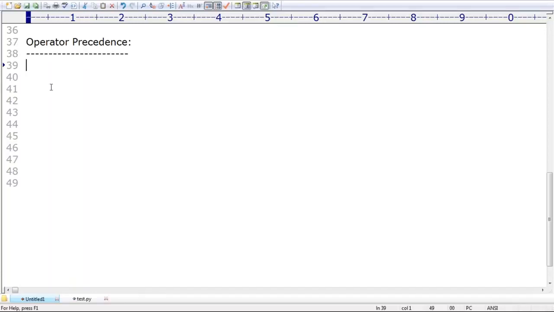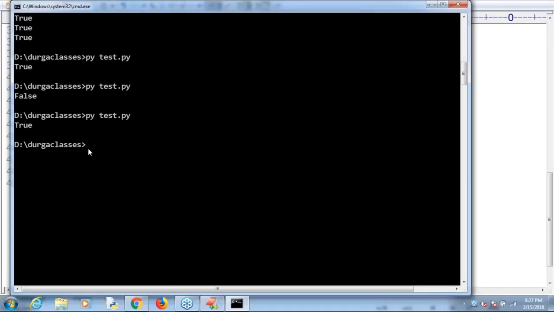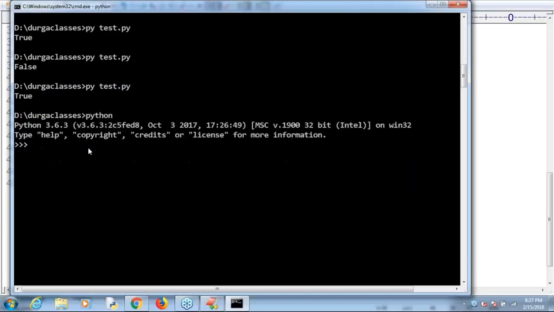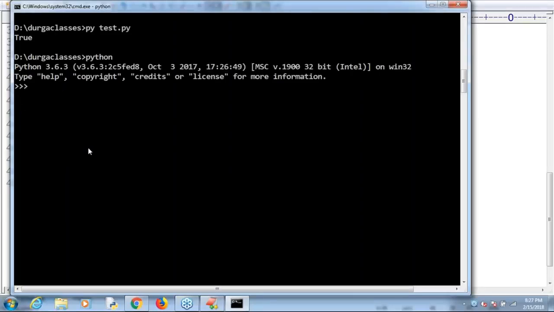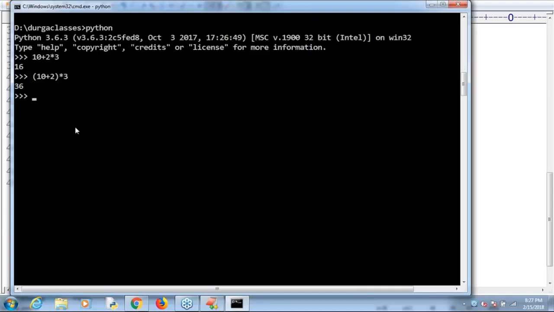Now how do things work by default? Just take a very special case. Just observe this a bit carefully. Now I'm taking 10 plus 2 into 3. What is the answer? 16. Perfectly, it's going to work. Now 10 plus 2 into 3, the same thing, only I'm using parentheses. Can you spell out what the answer is now? 36 is the answer. I hope you people can see, right? 36 itself is the answer. The reason for that is very simple.